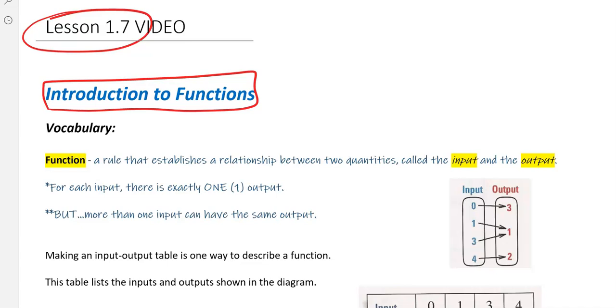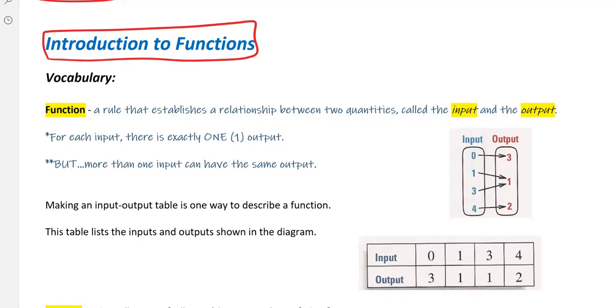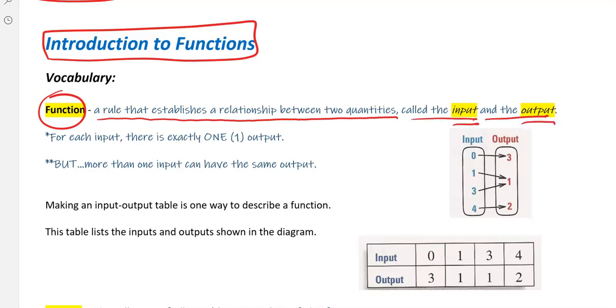Okay. So let's take a look now at the important vocabulary here. What is a function? The definition of a function is a rule that establishes a relationship between two quantities called the input and the output. Now, if it's a function, and this is super important, for each input there is exactly one output. But more than one input can have the same output.